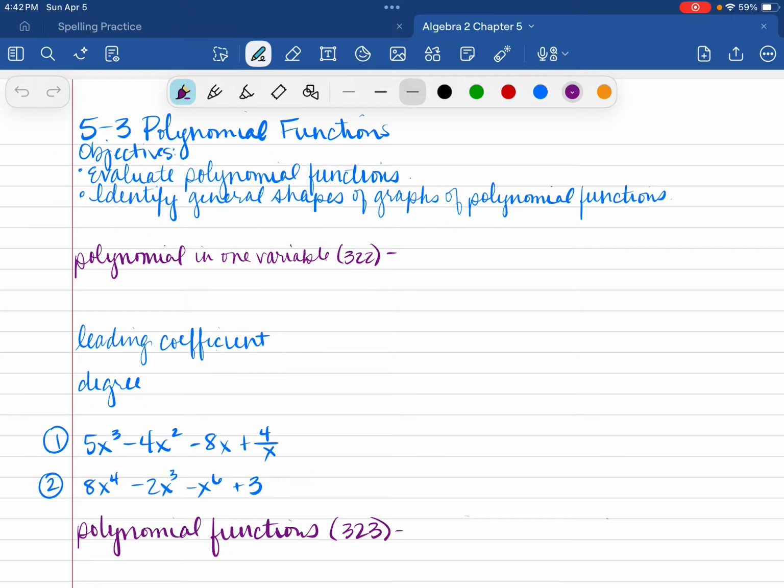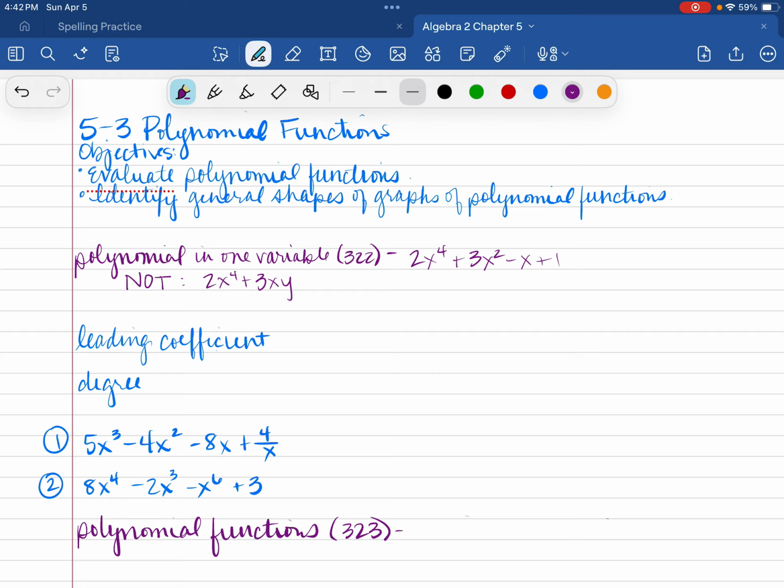This would be like, we'll just do an example of one of these. So I don't know, 2x to the fourth plus 3x squared minus x plus 1. Okay, that is a polynomial in one variable because we only have x's. So something that is not a polynomial in one variable would be if you had like 2x to the fourth plus 3xy. If we throw another variable in there, it's no longer a polynomial in one variable.